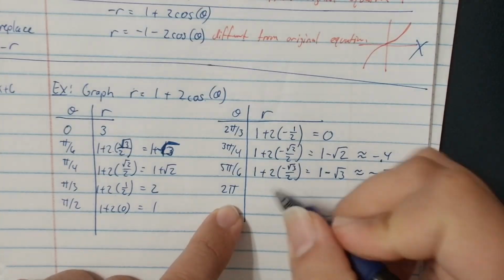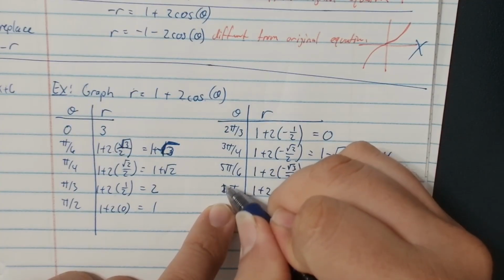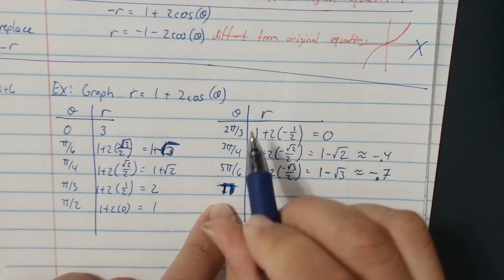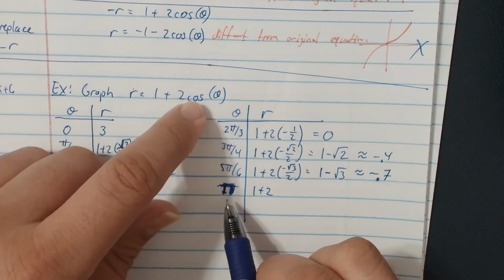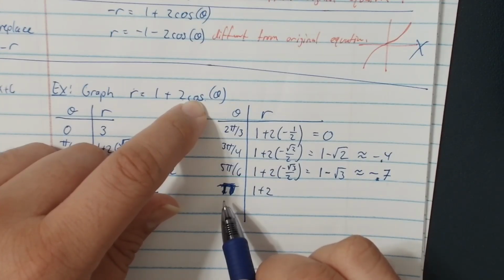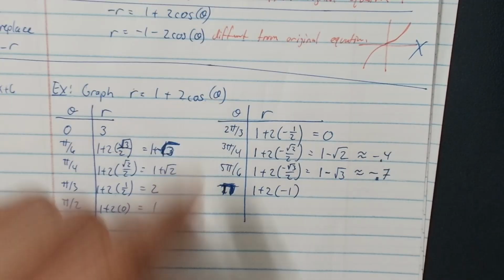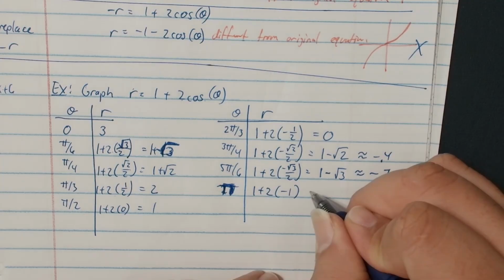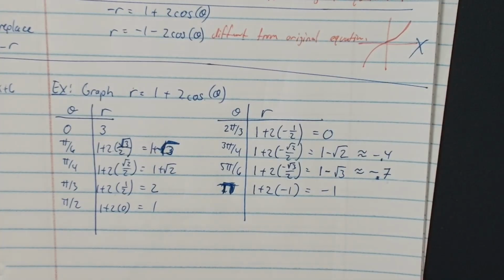And then for 2 pi, I get 1 plus double. Oh, sorry, not 2 pi, just pi. Nothing wrong with 2 pi, but that's a huge jump. On the unit circle, the next angle after 5 pi over 6 would just be pi. So here, the cosine of pi, that's negative 1. Like that. And that would give us, well, negative 2 plus 1 is negative 1. Okay, so let's see what happens when we plot those.